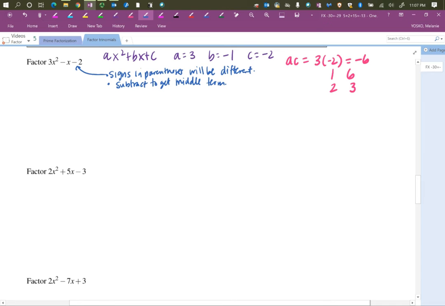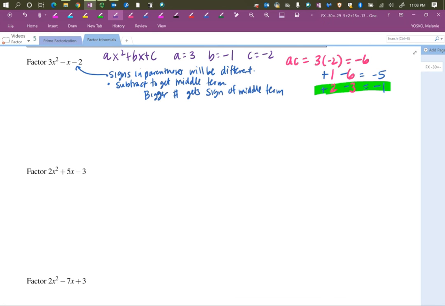Okay, and if we subtract to get the middle term, we're going to look at the sign in the middle term. In this case, the sign in the middle term is a negative, and the bigger number gets the sign of the middle term. So we're going to use different signs, and the bigger one gets the minus, because that's what the sign of the middle term is. Okay, we have 1 minus 6, so -5, and here we have 2 minus 3, that's a -1. And our middle term was a -1 times x, so we're going to use this.